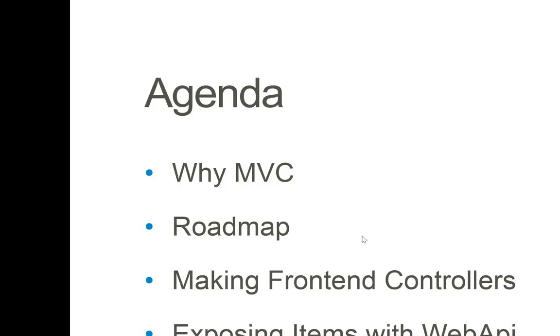Let's talk a little bit about the agenda. I'm going to talk a little bit why we are using MVC, and then I'm going to present you a roadmap for what we already put in Dynamic Web regarding MVC and what's coming in the next versions. Then I'm going to talk a little bit about how you make a front-end controller, and I'm going to show you some code so you can do it yourself. And then I'm going to show you how to use Web API and how to make a service there. And then in the end I'm going to show you something new, that you can use MVC to create backend areas and controllers.